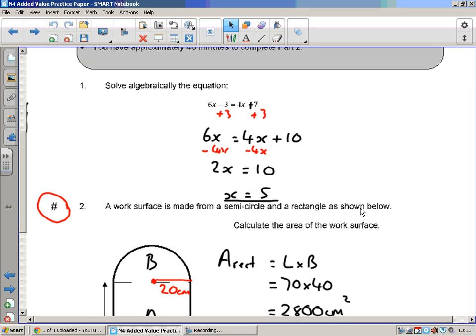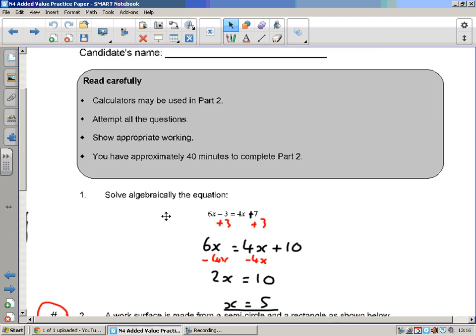Right, let's talk through the questions. Question 1, solve algebraically the equation 6x minus 3 equals 4x plus 7. So what we're trying to do here is to get the x's on one side and the numbers on the other side of the equation. So if I have a subtract 3 here and I add 3 onto that, I get 0, which basically means the minus 3 disappears. But if we add 3 to one side, we must add 3 to the other side. So on this side, we get 7 add 3 is 10.